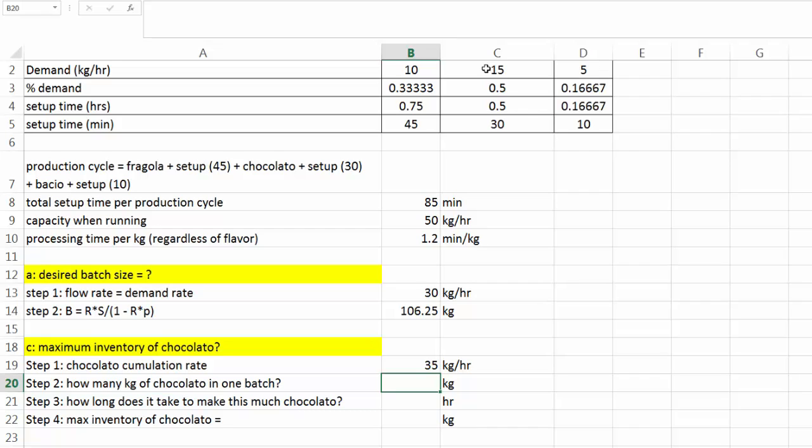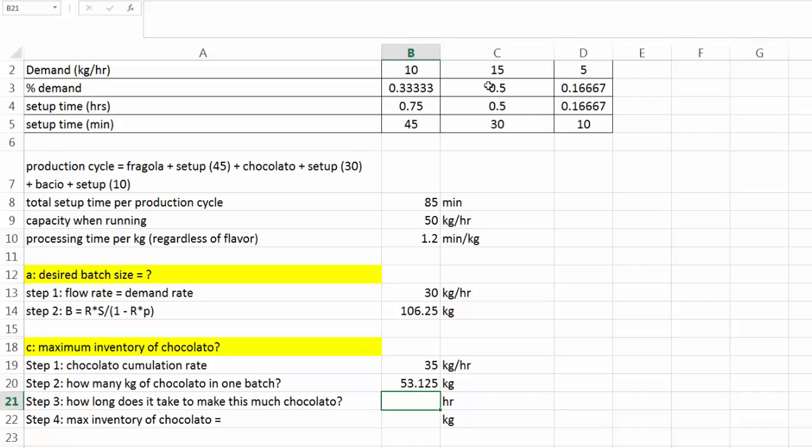And secondly, let's figure out how many kilograms of Chocolato in one batch. It's going to be equal to the batch size, 106.25 times 50%, because Chocolato accounts for 50% of the total demand. So in one batch, we have 53.125 kilograms of Chocolato.